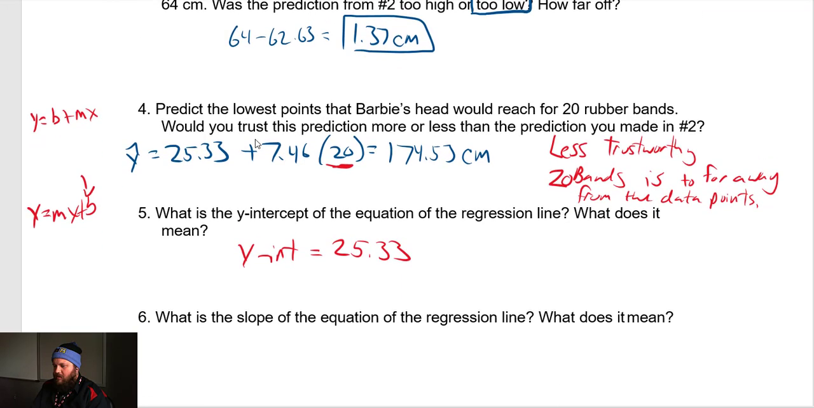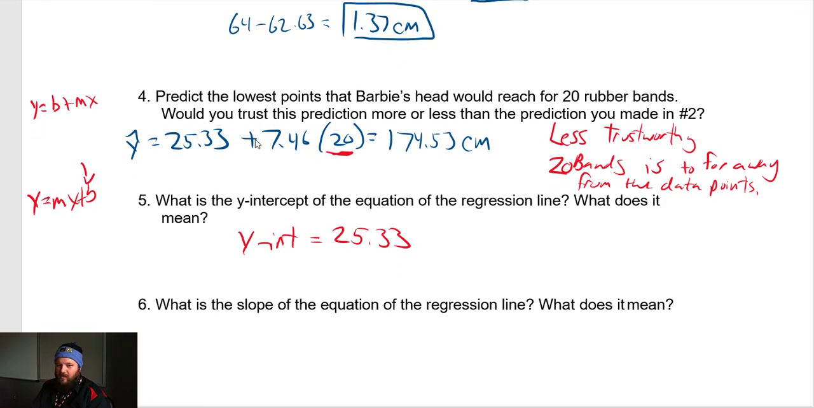And what is the slope of the equation of the regression line, and what does it mean? Well, our slope is 7.46. That's our m value, right? So with our slope being 7.46, that means for every rubber band added to her feet, she would go down 7.46 centimeters.